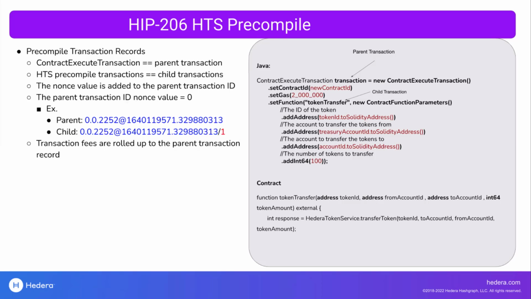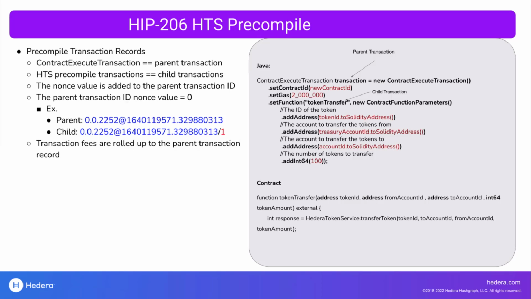You can also notice that the parent transaction and child transaction share the same payer account ID and transaction valid start time, and the only difference is the nonce value at the end. So, for example, in this case, the parent would have its standard transaction ID, and the child for the token transfer transaction would have the transaction ID with a nonce value of 1.